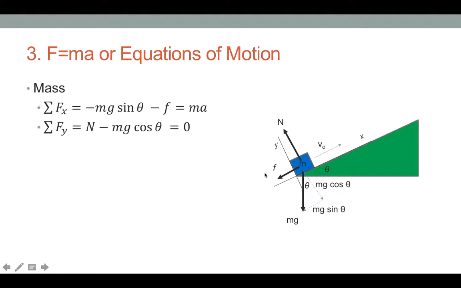In the y direction, we just have the normal force, which acts up along the y-axis, and mg cosine theta, which acts along the negative y-axis, so it's got a minus sign right there. And the block will not be moving along the y direction, so the acceleration there must be 0. So those are our two equations from F equals ma.